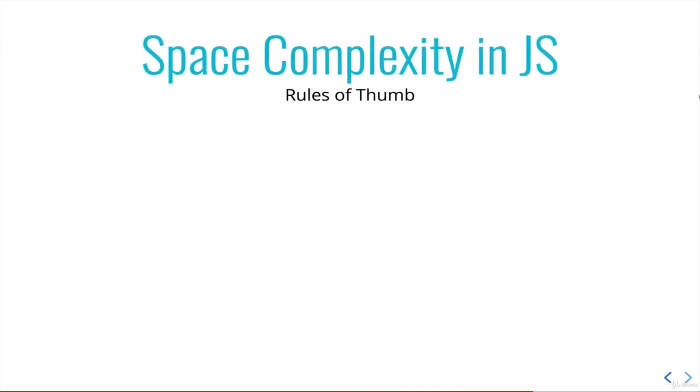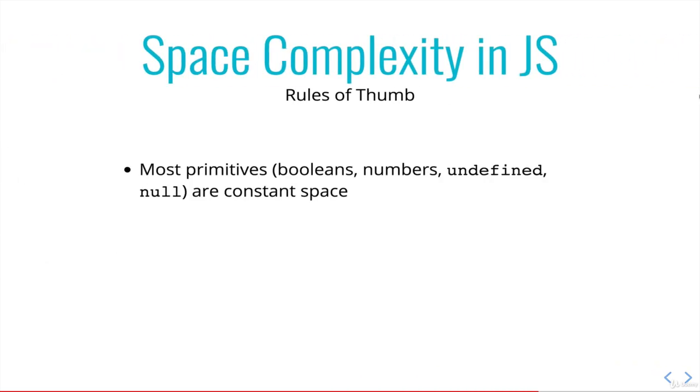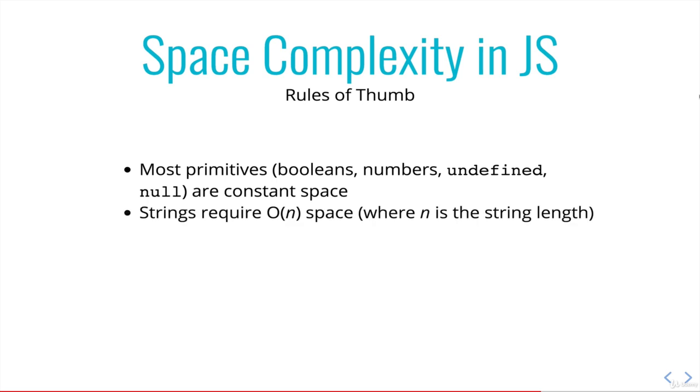So, some basic rules of thumb. The first is that most primitives, things like booleans, numbers, undefined, null in JavaScript, are constant space. So it doesn't matter what the size of the input is. If the number is 1 or the number is 1,000, we can consider it constant space. It doesn't matter if a boolean is true or false, it takes up the same amount of space.